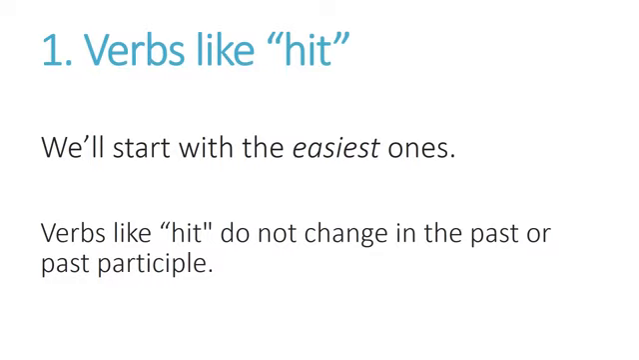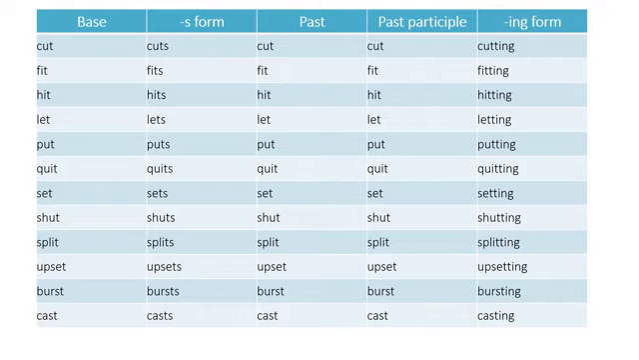We'll start with the easiest ones, verbs like hit. Verbs like hit do not change in the past or the past participle. As you can see here, with hit, you have the same form in the base form, the past form, and the past participle form. Hit, hit, hit. You can see other examples like cut, cut, cut. Let, let, let. Put, put, put. There's no change in the different forms of the verb. The only change comes with the S form.